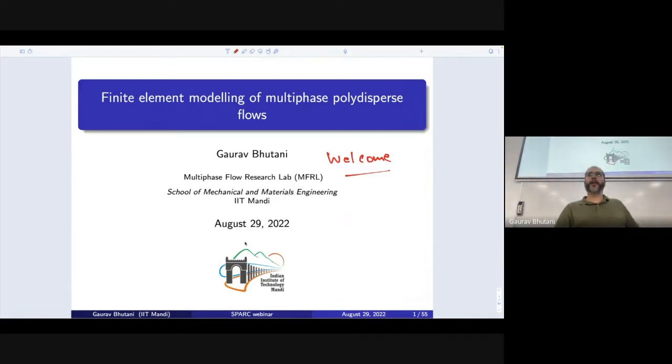So welcome. We'll start with the first session, that is on Finite Element Modeling of Multiphase Polydisperse Flows. My name is Gaurav Bhutani. I am Assistant Professor at Multiphase Flow Research Lab at IIT Mandi in the School of Mechanical and Materials Engineering.